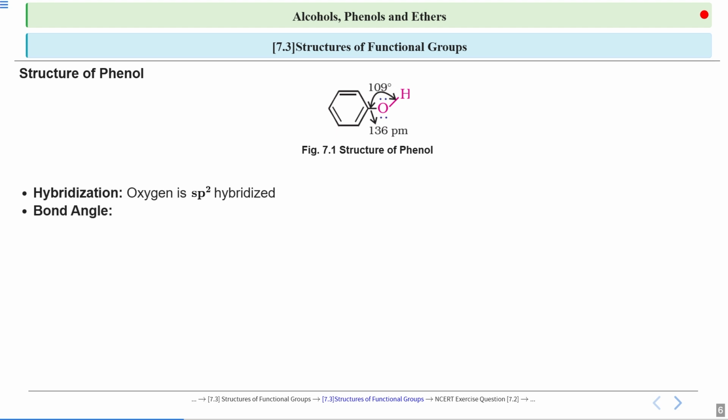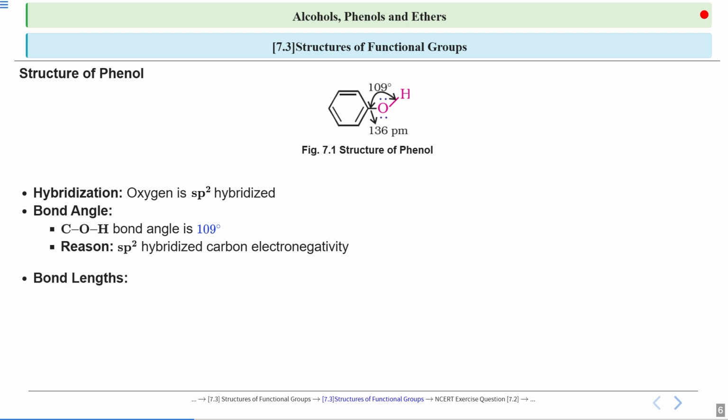So the COH bond angle is 109 degrees. This 109 degree bond angle of COH is because of the sp2 hybridization and electronegativity of carbon. The carbon which is sp2 hybridized, to which the oxygen is attached, is electronegative, which causes this bond angle to be 109 degrees. Again, it is slightly less than the ideal tetrahedral angle, 109.5 degrees, right?